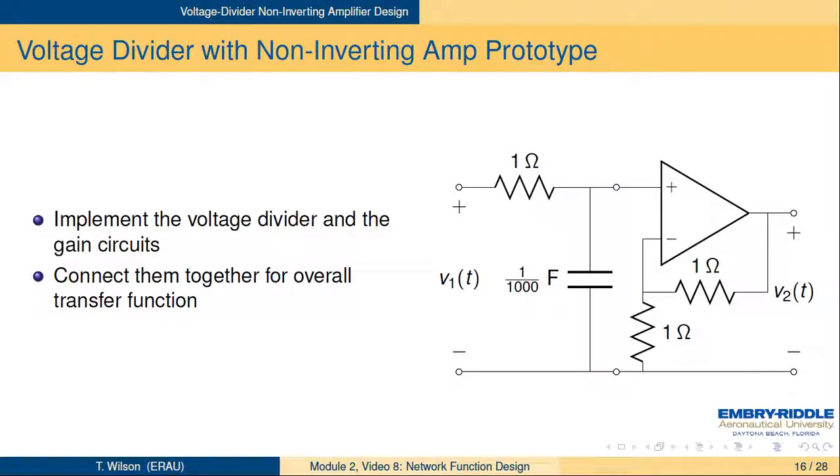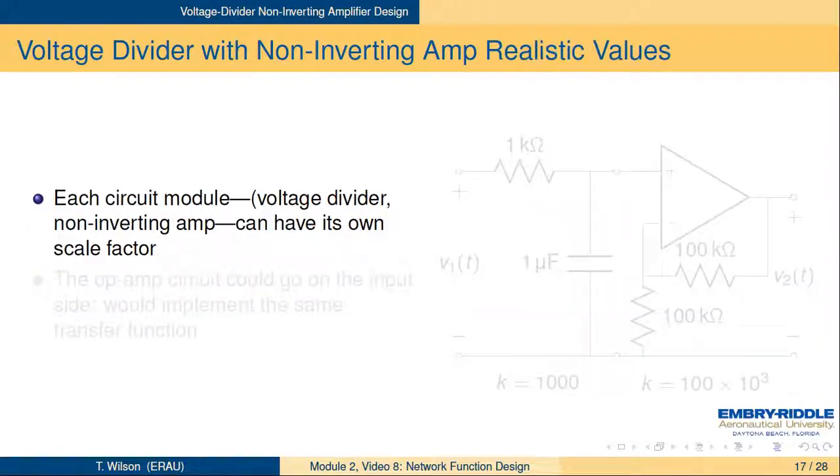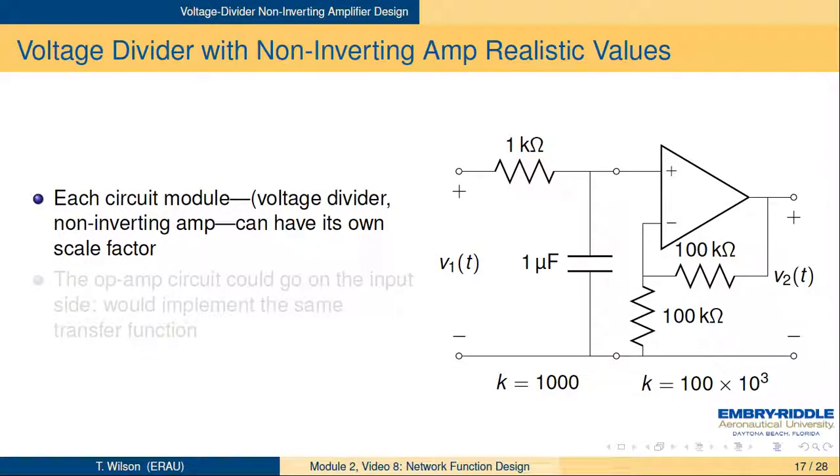So on the left, you see the 1 ohm resistor in series with the output branch being the 1 over 1,000 farad capacitor. And then we have this little op amp with a gain of 2. You just have a 1 ohm resistor between the inverting terminal and the output, and a 1 ohm resistor between the inverting terminal and the signal ground. So we can do a scale factor for each module there, each component circuit individually.